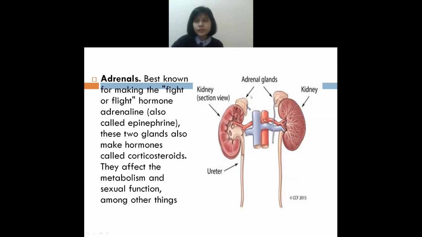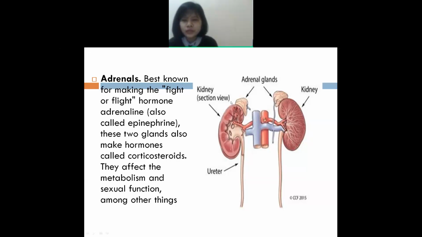Okay, so these are the adrenal glands. Where will you find these adrenal glands? You will find them just above the kidney. This is the kidney, you remember, no? So you will find them just above the kidney. And what do these adrenal glands do? They make a hormone. What is the name of the hormone? Adrenaline. It is also known as epinephrine.